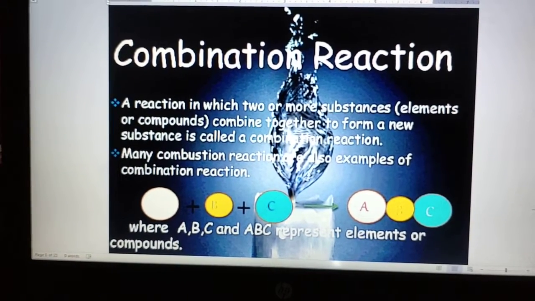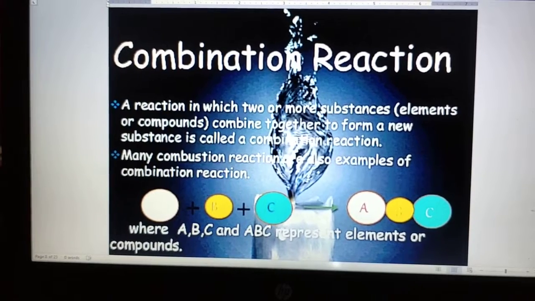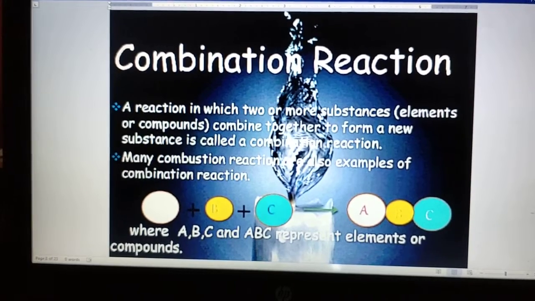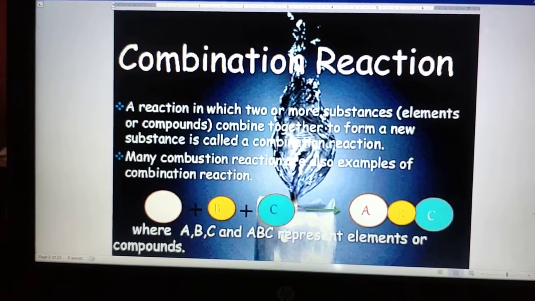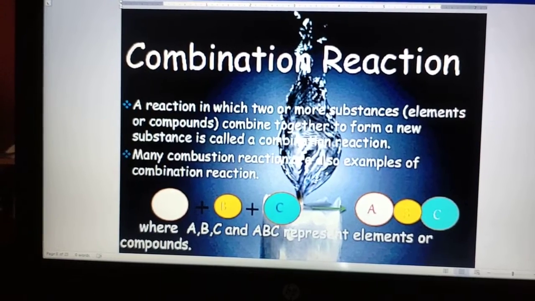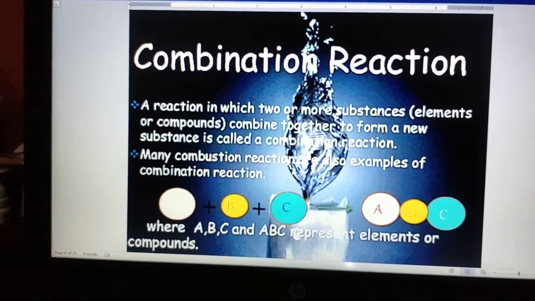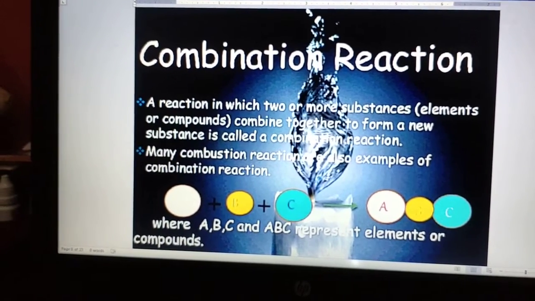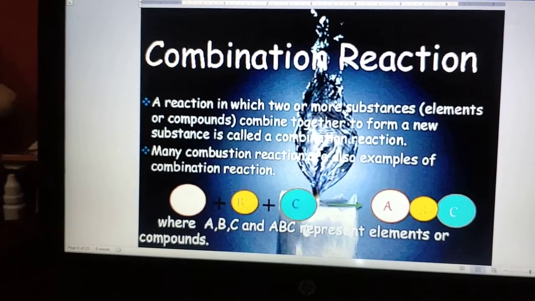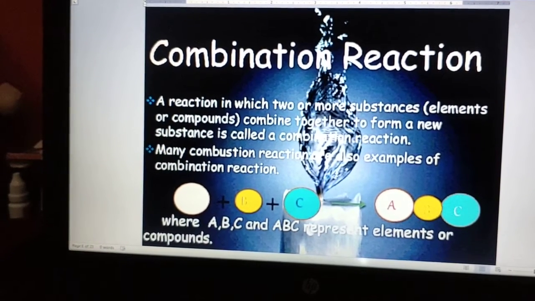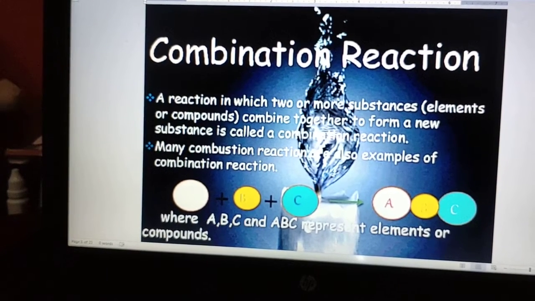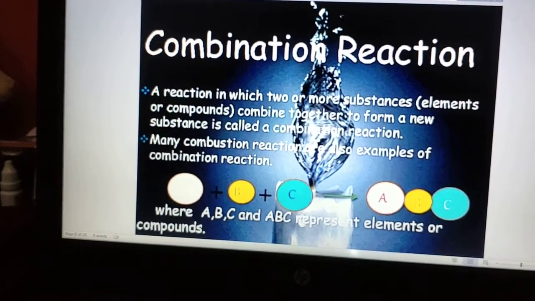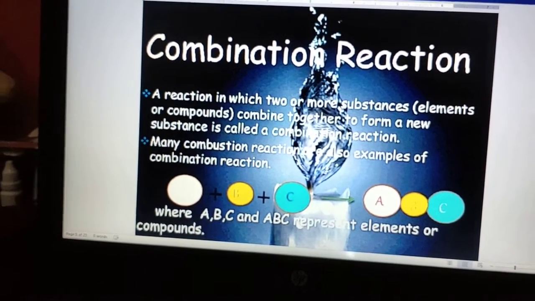First one is combination reaction. When two or more reactants react to form a single product, that is A plus B plus C become ABC. In this, one single product is formed. This reaction can be between element and element, element and compound, or compound and compound. A reaction in which two or more substances combine together to form a new substance is called a combination reaction. Many combustion reactions are also examples of combination reaction.